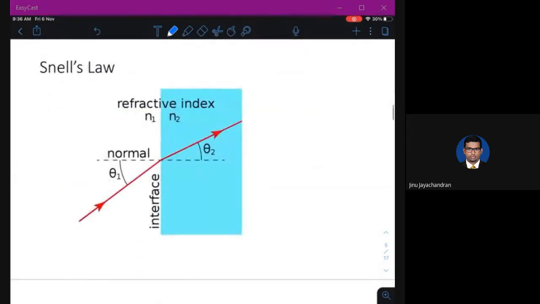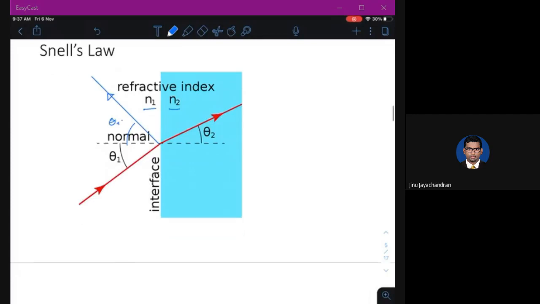And the most famous law concerning the refractive index is Snell's law, which says that when light is incident on an interface with two different refractive indices, N1 and N2, some part of the light will be reflected, and some part of the light will be transmitted. The incident angle and the reflected angle are the same, and you will have some amount of transmitted light at some angle with the normal. This is basically Snell's law.